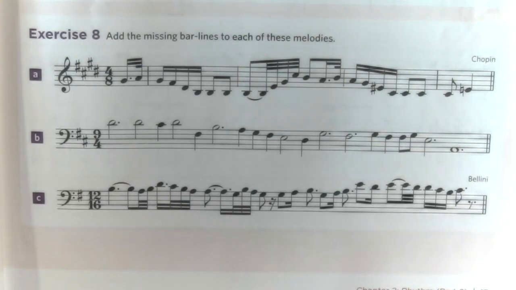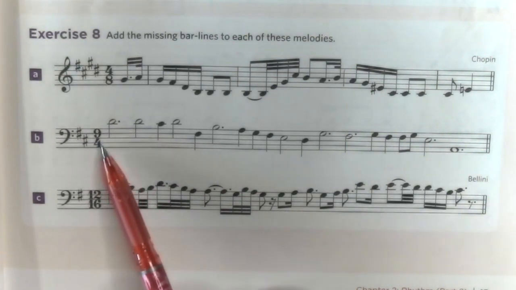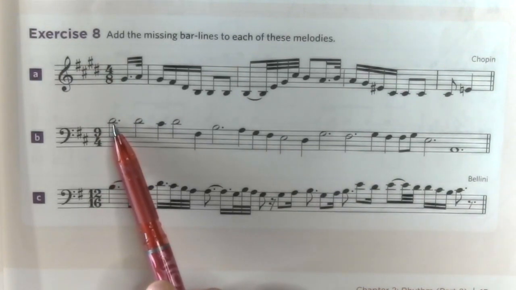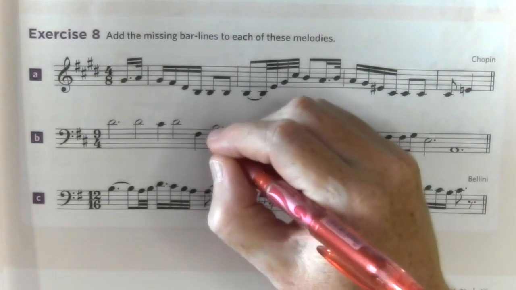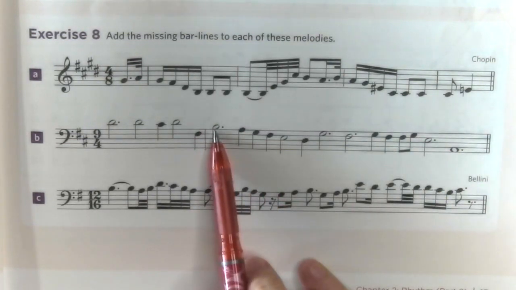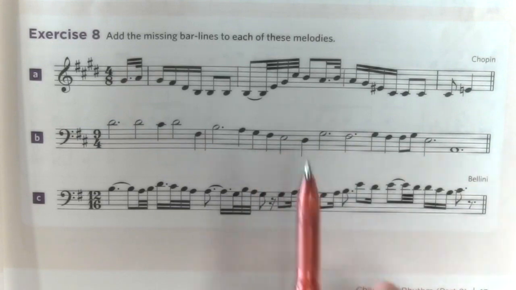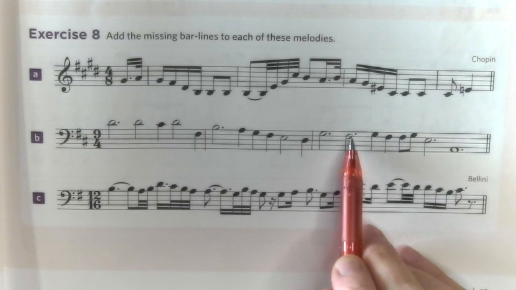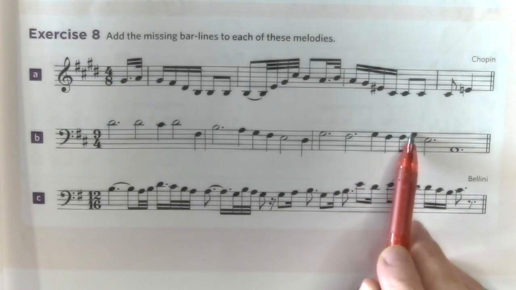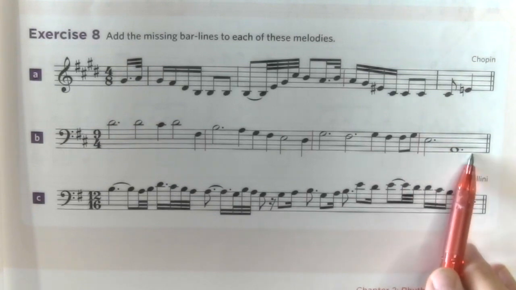Amazing! Let's move on to the second one. 9/4 is a compound time. 9 crotchets: 1, 2, 3, 1, 2, 3, 1, 2, 3. Bar line. 1, 2, 3, 1, 2, 3, 1, 2, 3. Bar line. 1, 2, 3, 1, 2, 3, 1, 2, 3. Bar line. 1, 2, 3, 1, 2, 3, 1, 2, 3.